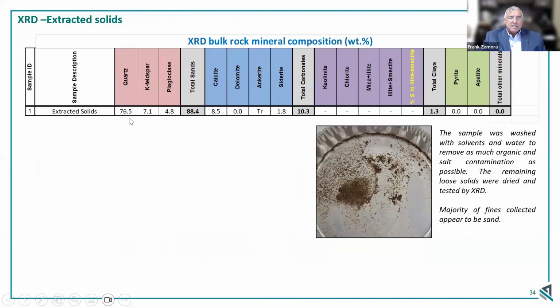in this particular case, this sample was 76 or 77% quartz, K-spars. So total sand, total silicate was 88.4% silicate, 10% carbonate, and 1.3% clay. So in this particular case, this was more dominant on the solids as it was on the polymer. There was polymer, but more solids in this particular sample than the first sample.